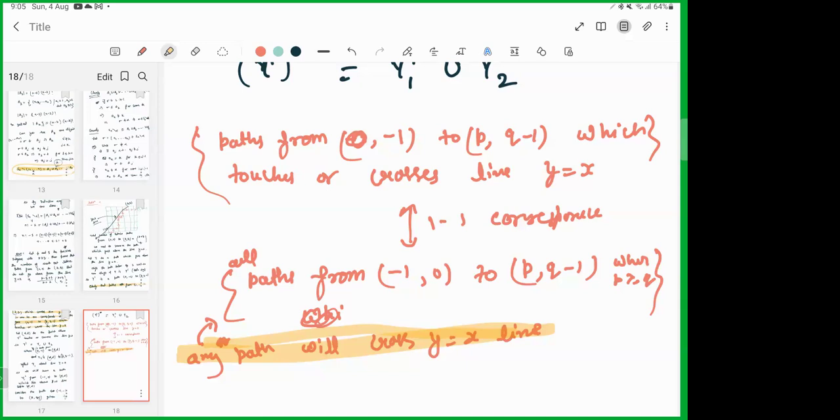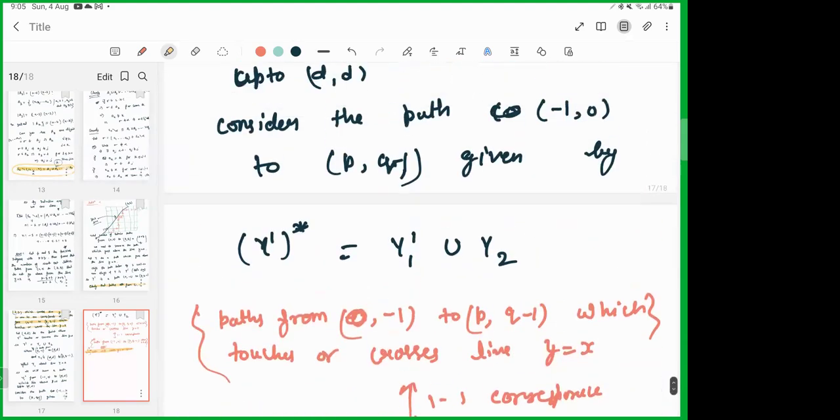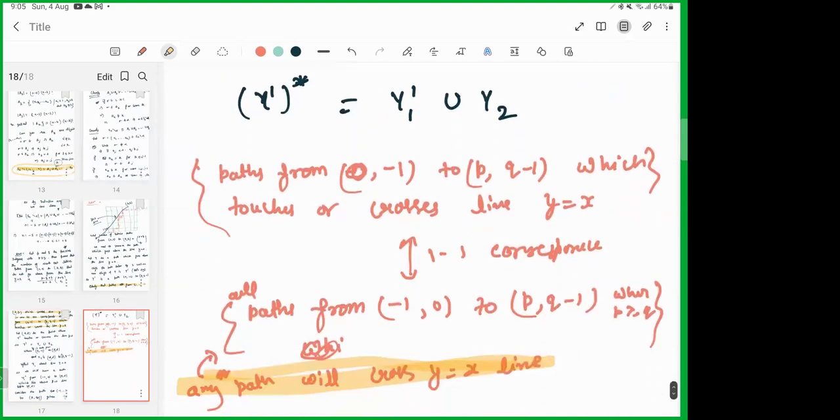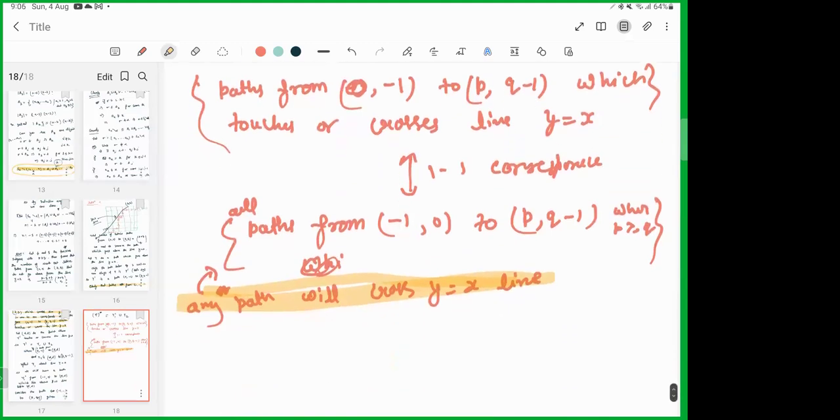So now is this one-to-one correspondence clear or not? Yes, sir. How? Anyone can explain? I have already explained, but can you tell me so that I can at least say that you have understood this thing? Each reflection is unique. So just reflect this path, that will give you one path. Then the reflection will give the path below, right?